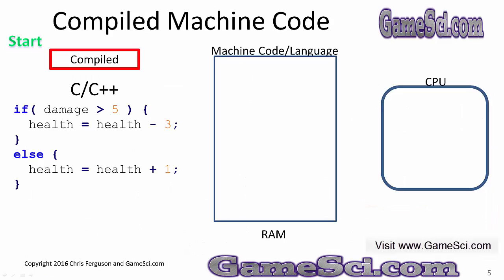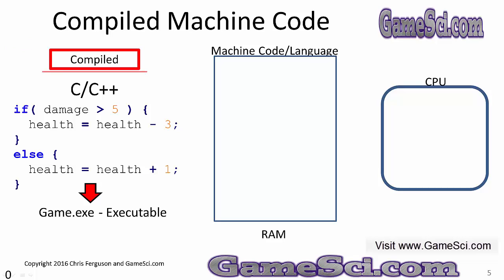So let's get to the meat of it, all right? Let's see where binary really affects our computer programs. Let's talk about compiled machine code. Some computer languages are compiled. C and C++ are examples of compiled computer languages.